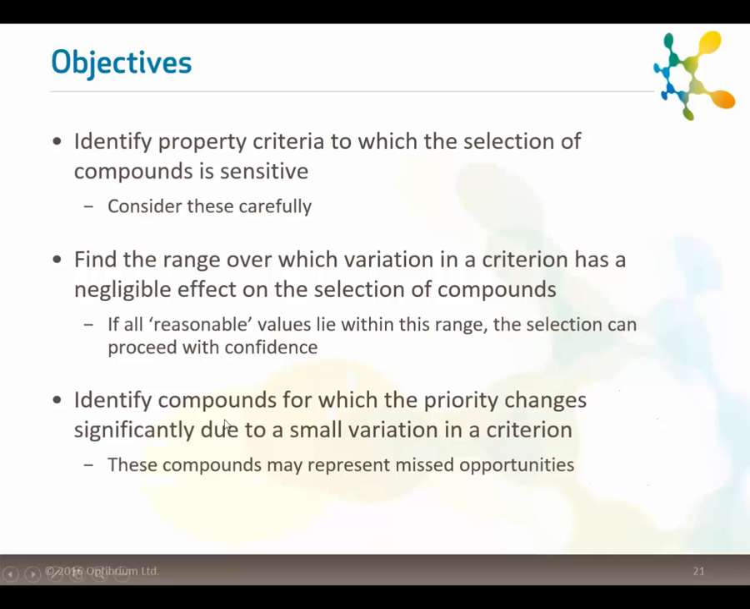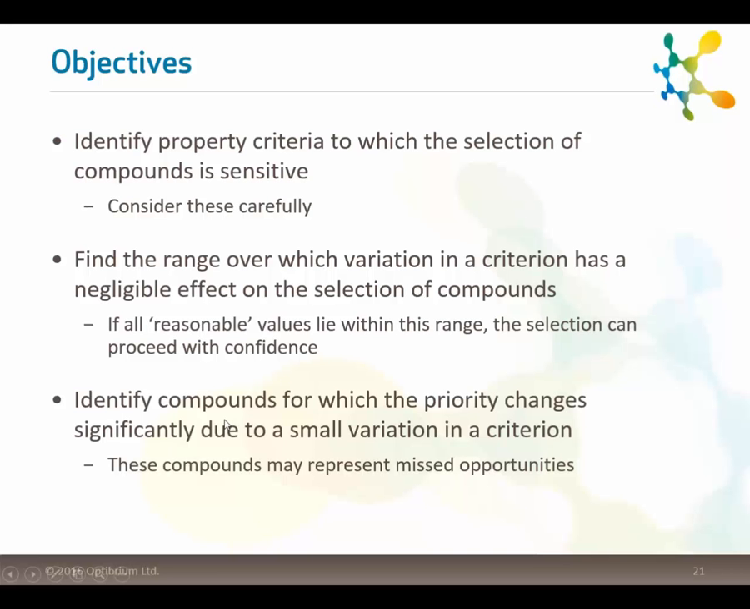So, the objectives of sensitivity analysis, to be a bit more specific, are to identify the property criteria to which the selection of compounds is sensitive. That is, if we make a small change to that criterion, would it dramatically change the decision we would make about the compounds we're progressing? Those are the ones we need to consider very, very carefully.